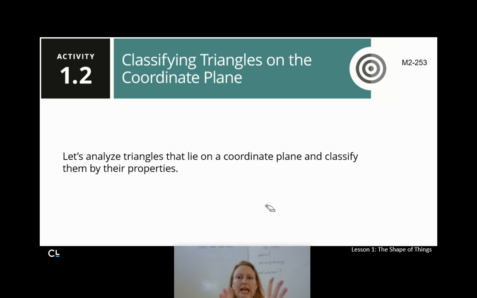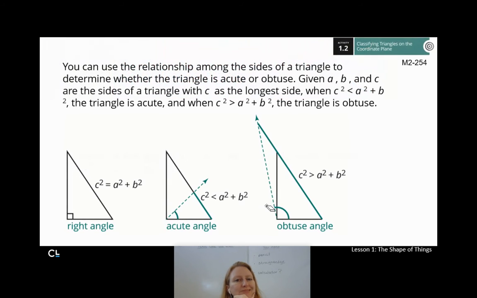The whole idea that, and it only worked on right triangles, a squared plus b squared equals c squared. C squared is your hypotenuse. It's always opposite the right angle. It's always the longest side. Do you know that the Pythagorean Theorem can go further? Check it out.